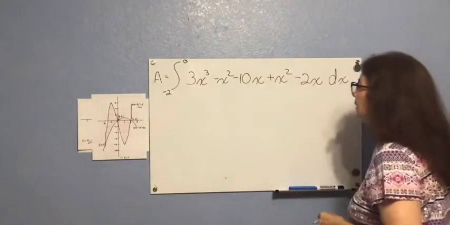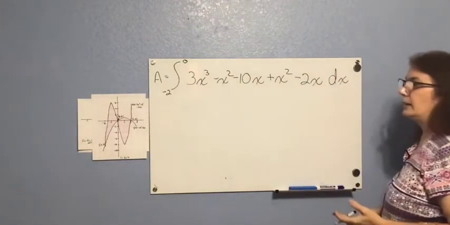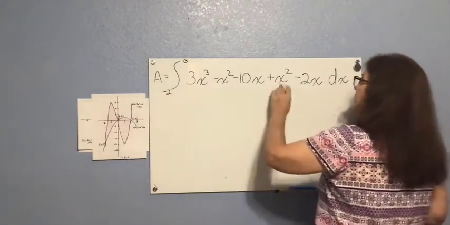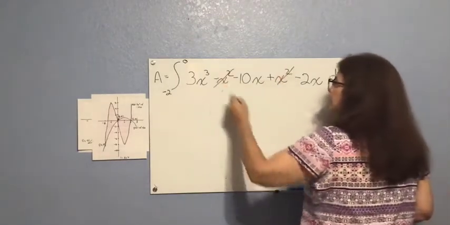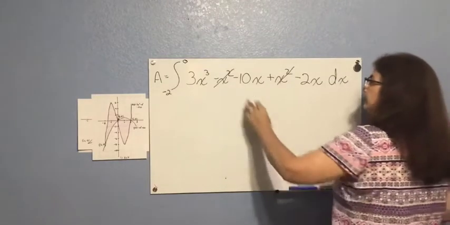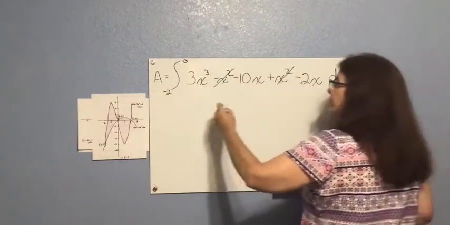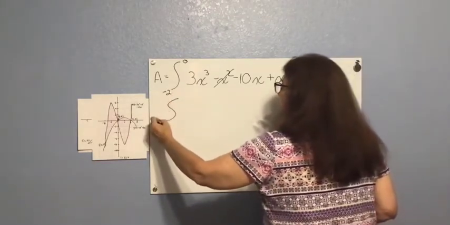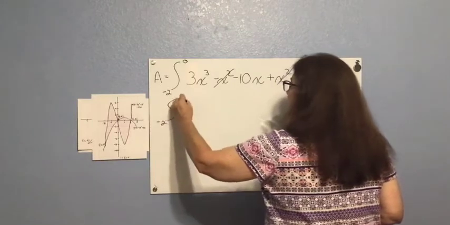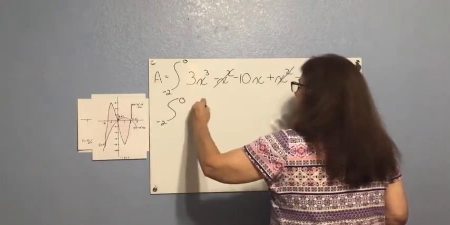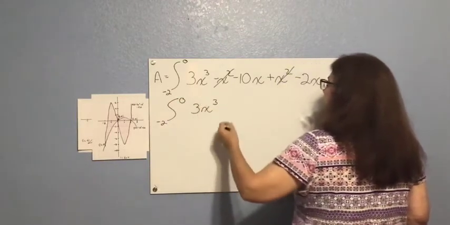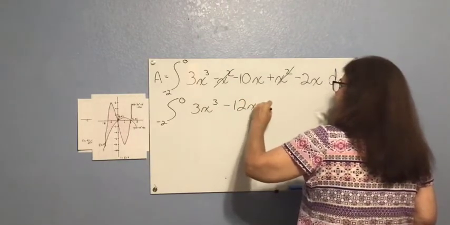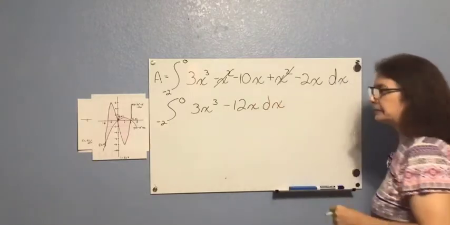dx. Okay, I'm looking now for like terms that can be combined. I see I have a negative x squared and a positive x squared, so those can be eliminated. I have a negative 10x and a negative 2x, so those can be combined, which makes my integral from negative 2 to 0 of 3x cubed minus 12x dx.